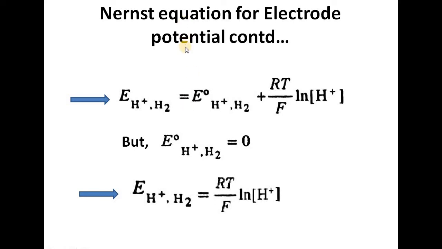So this is the expression of the Nernst equation. Now in case of SHE, we very well know the standard hydrogen electrode potential is always taken as 0. So we will put the value of this equal to 0. So we will have the electrode potential of hydrogen electrode equal to RT by F log natural molar concentration of hydrogen ion.